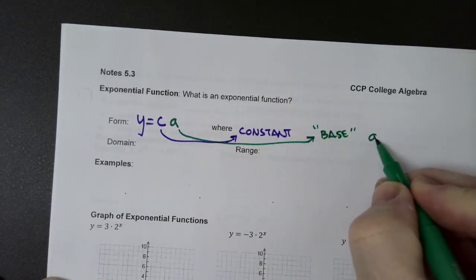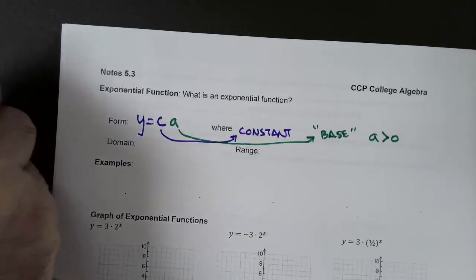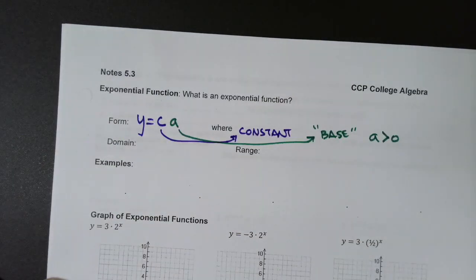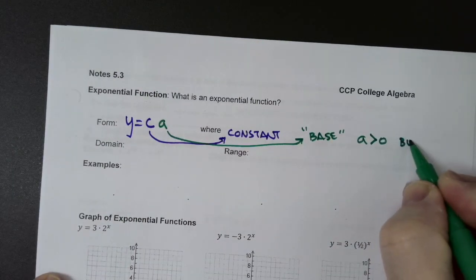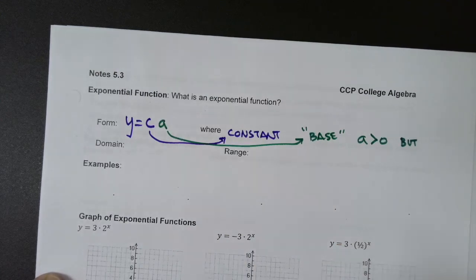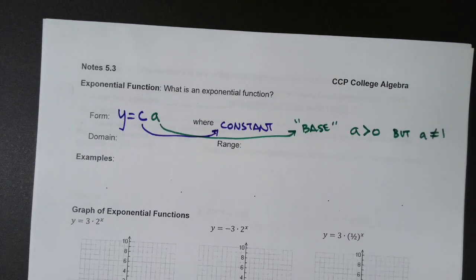That value is going to be greater than 0. But to keep this as exponential, we're not going to use 1. So it could be between 0 and 1, 1/2, 1/3, 5/7. It could be greater than 1. Could be 100, could be 1,000, could be 1,000,000. Okay? And then this is what makes it exponential.